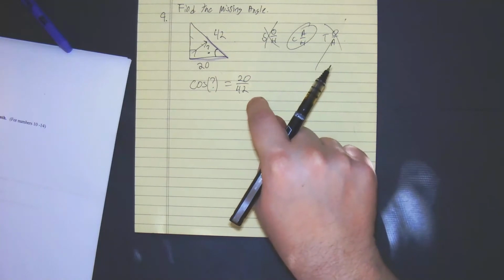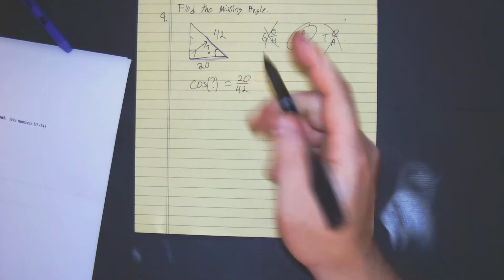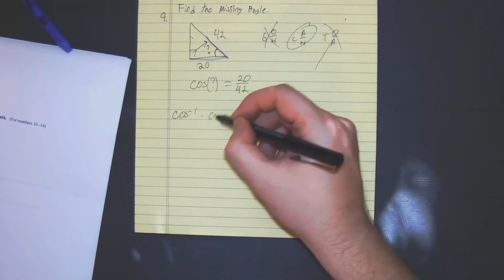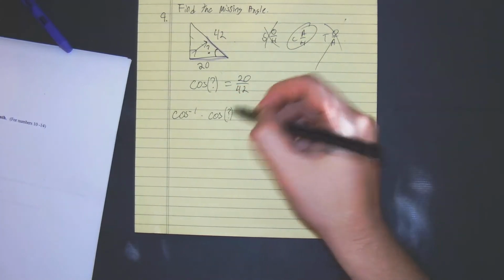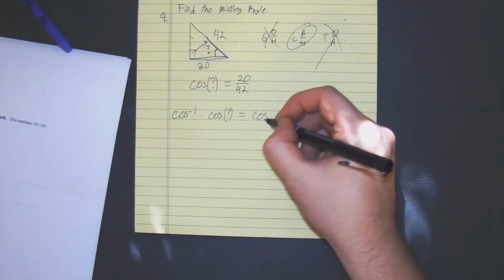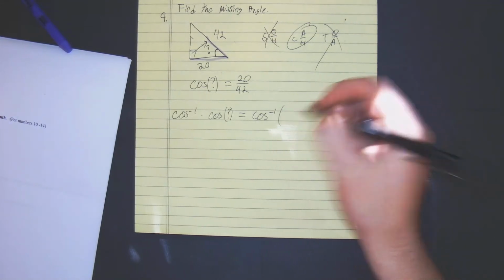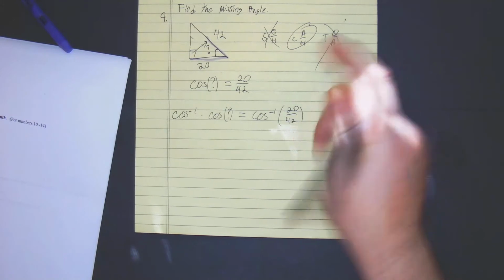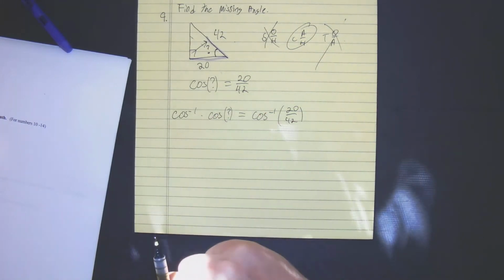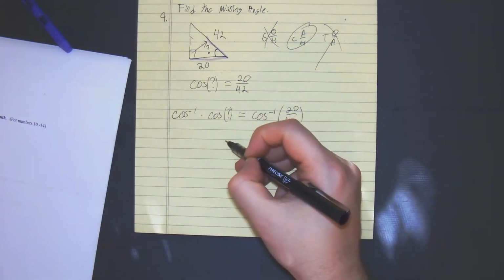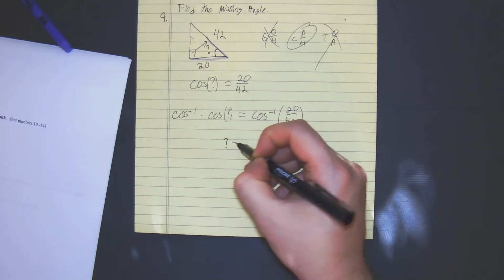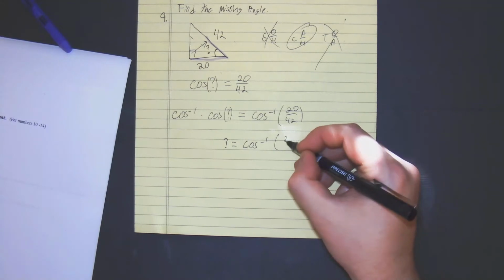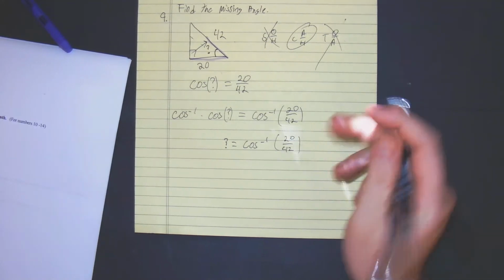Here I need to do the inverse cosine function, which would be cosine to the negative 1 of cosine of the unknown angle is equal to cosine to the negative 1 of 20 over 42. These two cancel, therefore we're left with just a question mark. We isolated the variable. We have the arc cosine of 20 over 42.